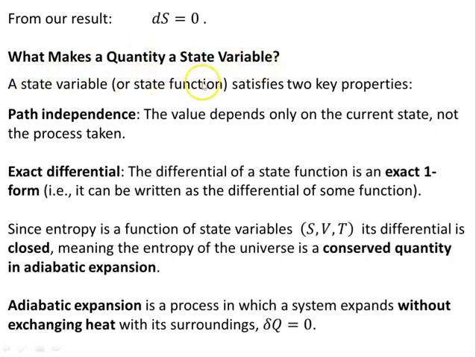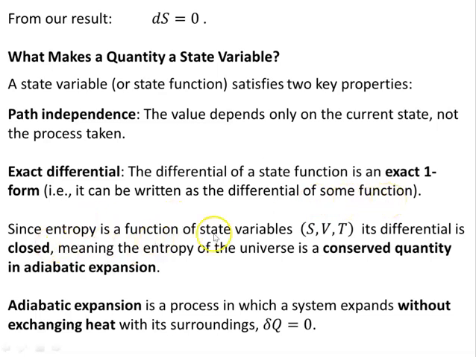So a state variable or state function satisfies two key properties: path independence, where the value depends only on the current state, not on the process taken; and an exact differential, meaning the differential of a state function is an exact one form, i.e. it can be written as the differential of some function.